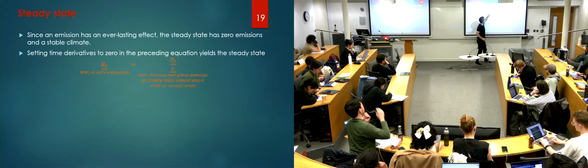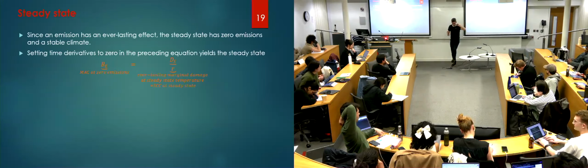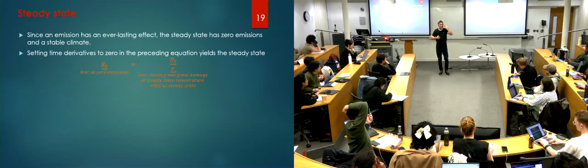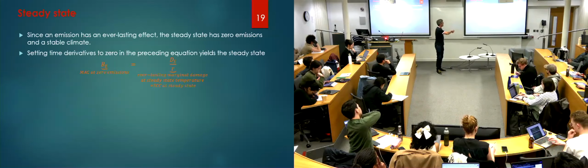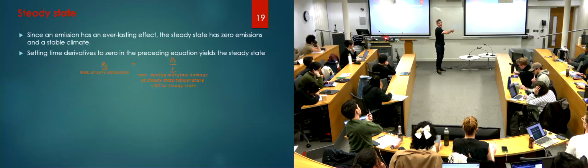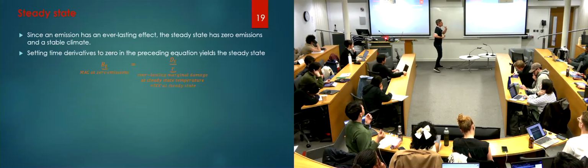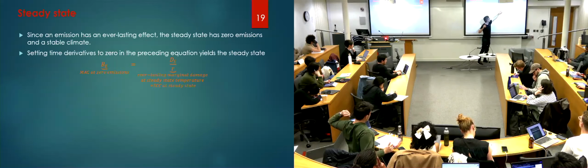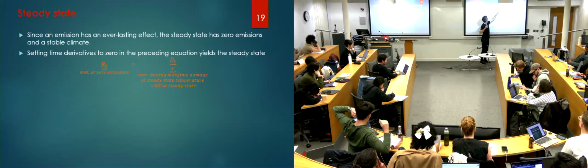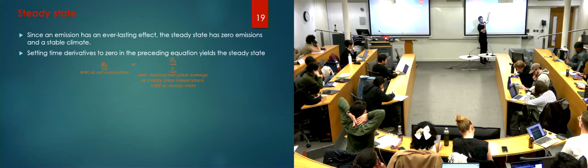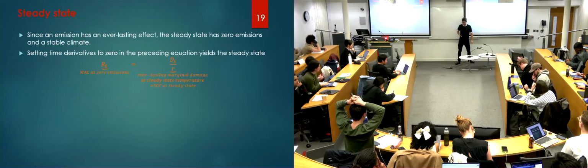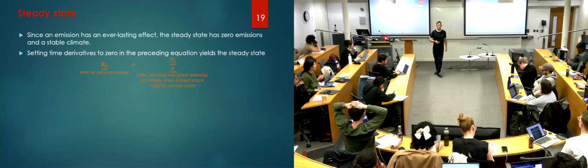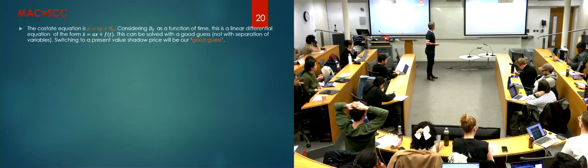So that is your steady state equation that sets the steady state temperature: the temperature at which the marginal damage divided by R equals the marginal abatement cost at 0 emissions. That is how I fix the steady state temperature. Good.